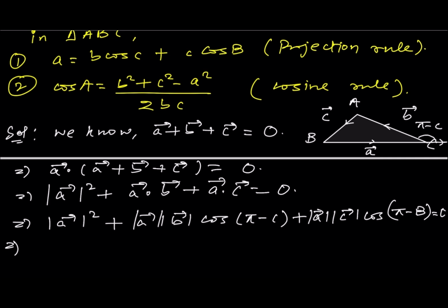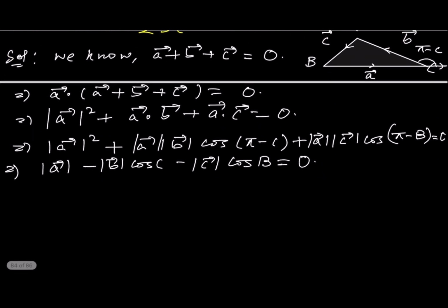So a is common, so mod of a plus, cos pi minus C is minus cos C. So minus mod b cos C minus mod c cos B is equal to 0. Or if I write mod of a vector as a only, it represents magnitude also. So a is equal to b cos C plus c cos B, and hence proved.